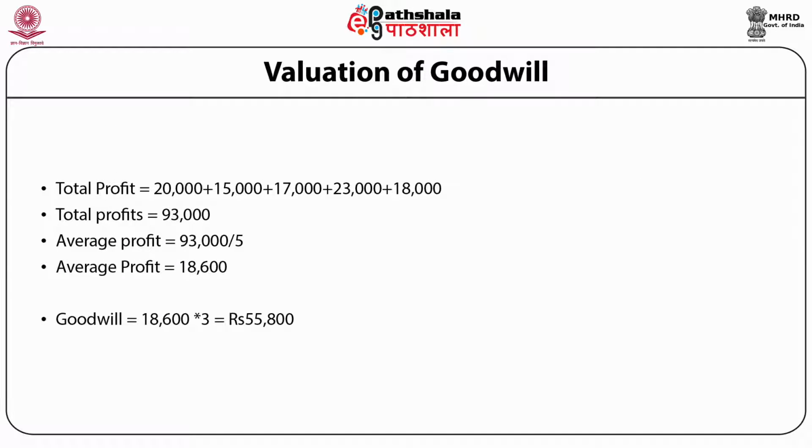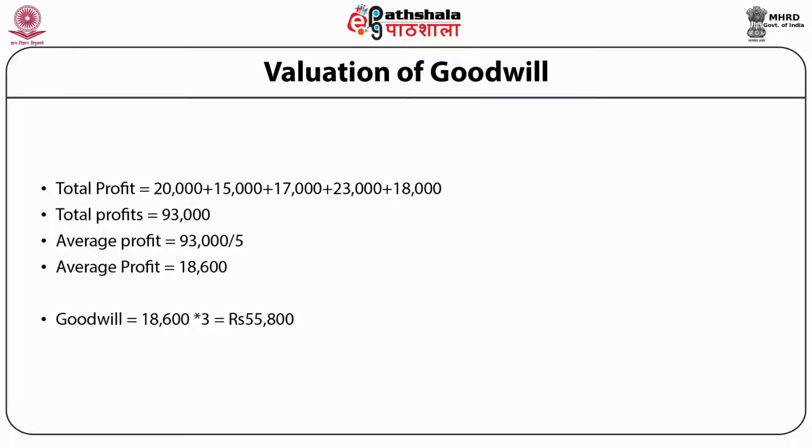Valuation of goodwill is given in this slide, and first of all, total profit is calculated by adding the profit of the first, second, third, fourth and fifth year, that is 20,000 plus 15,000 plus 17,000 plus 23,000 plus 18,000, and the total profits are 93,000. With the help of total profit, average profit is calculated, and the formula for average profit is total profit divided by number of years, and there are 5 years. So for calculating average profit, 93,000 is divided by 5 and average profit comes to 18,600. Now the value of goodwill is equal to average profit multiplied by number of years purchase, and the number of years purchase is given as 3. So 18,600 is multiplied by 3 and the value of goodwill is 55,800.